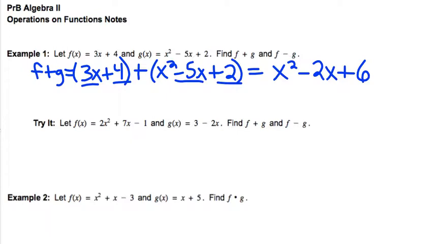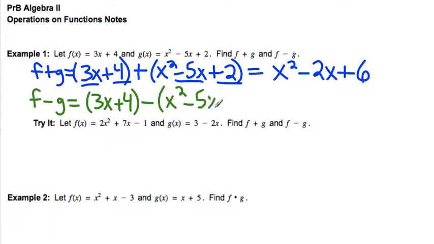All right, and the next thing I'm going to do is subtract. I'm going to do f minus g. So we'll start with function f, 3x plus 4, minus x squared minus 5x plus 2. Subtraction is also pretty easy. What we have to do first, though, is distribute this negative. Okay, so that negative is going to happen to everything.